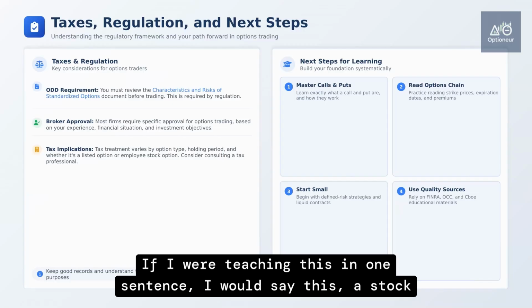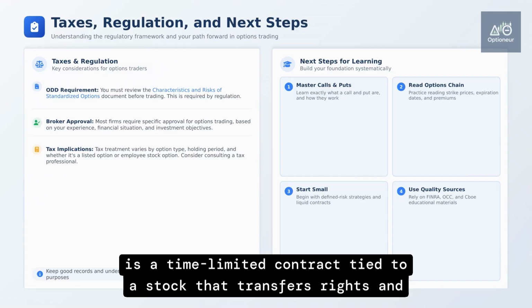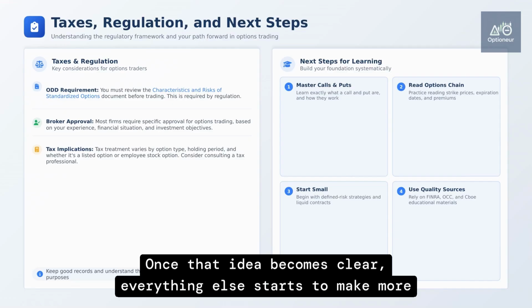If I were teaching this in one sentence, I would say this: a stock option is a time-limited contract tied to a stock that transfers rights and obligations at a fixed price. Once that idea becomes clear, everything else starts to make more sense.